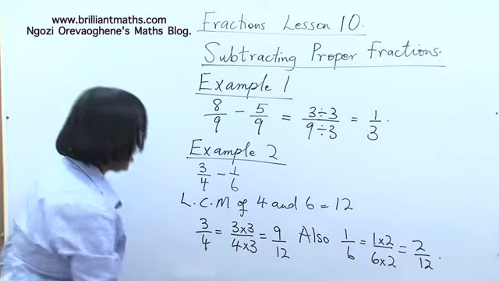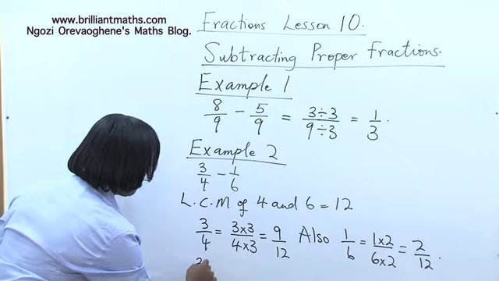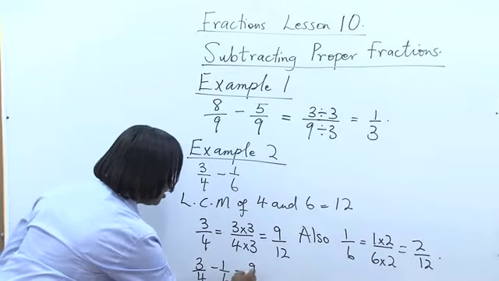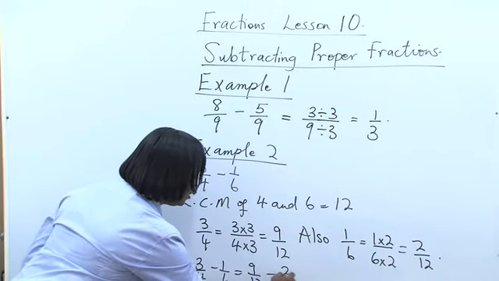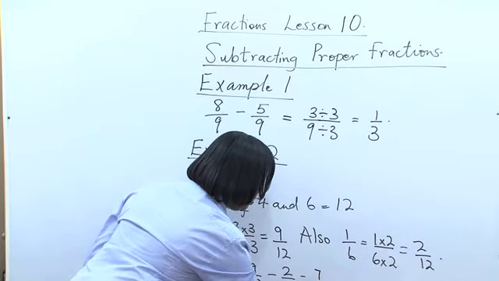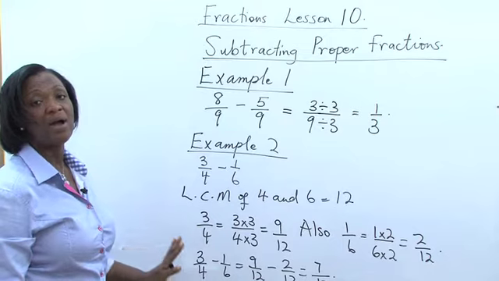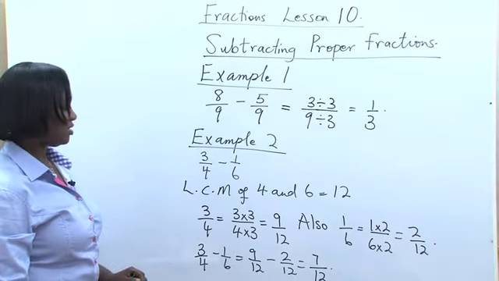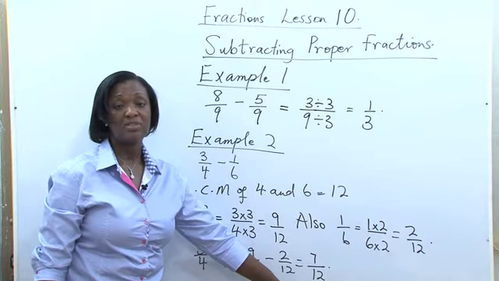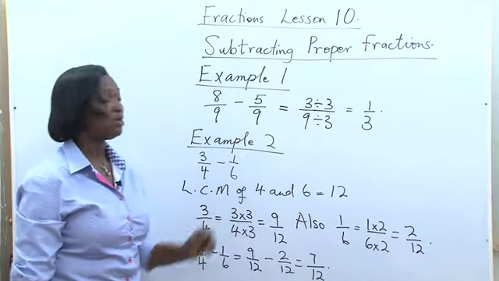So our sum is 3/4 minus 1/6 is equal to 9/12 minus 2/12. And that gives us 7/12. Remember, we are subtracting proper fractions. 7/12 has no common factors. 7/12 is in its lowest term. So that's the answer to this sum.